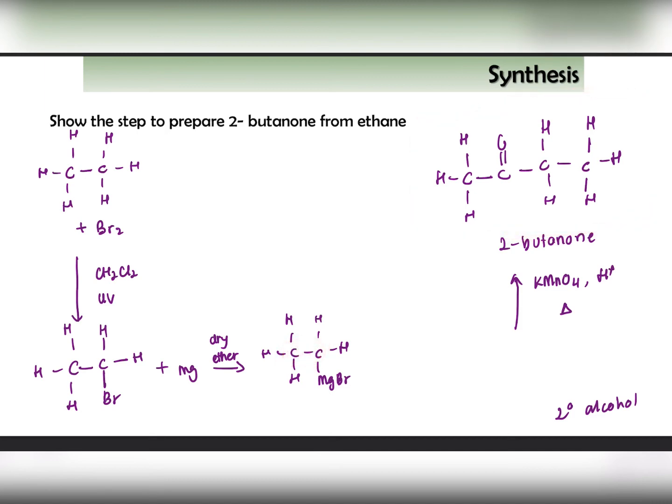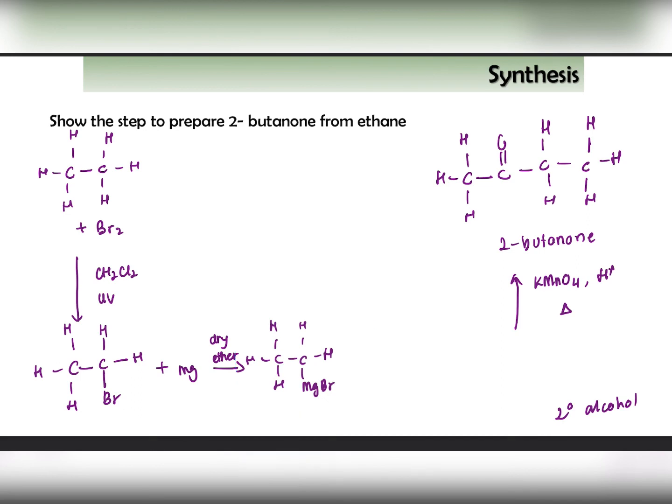So butanone, from here you can't straight away react your Grignard reagent with something, undergo hydrolysis, and directly get a ketone. You must first change it to an alcohol. So you can leave it here or you can continue. So I'll continue after this.